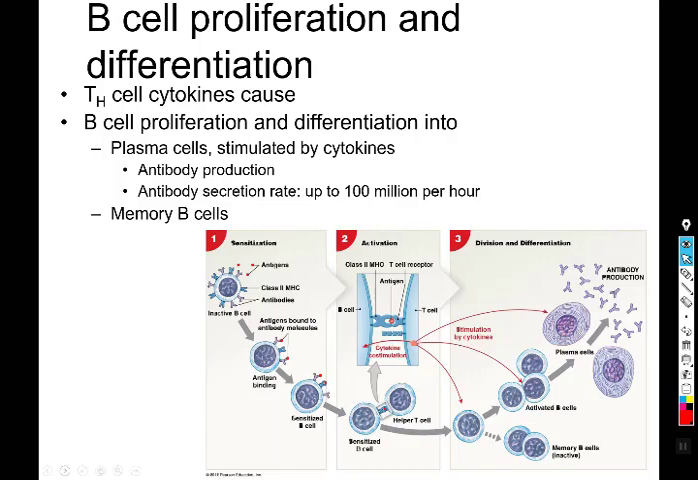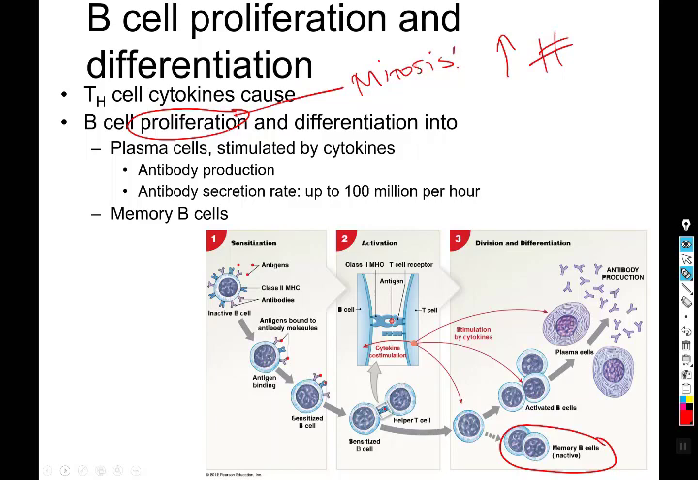Okay, so after that CD4 helper T cell has activated the sensitized B cell, now we're cooking with gas. T cell cytokines released by that helper T cell cause proliferation. Proliferation you should take to mean mitosis, meaning an increase in B cell number. And those are going to differentiate either into memory cells, which, as you know, are inactive, so they don't participate in the battle. They're the historians. They're there to remember. But also plasma cells. And plasma cells are going to be the ones that are producing antibodies.